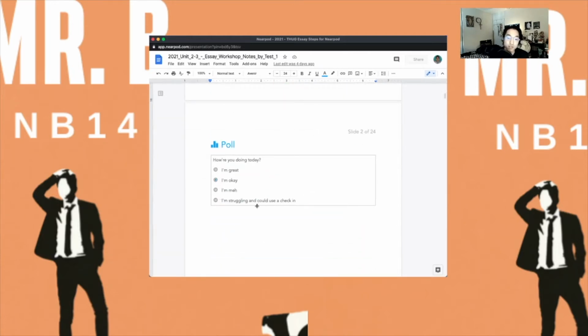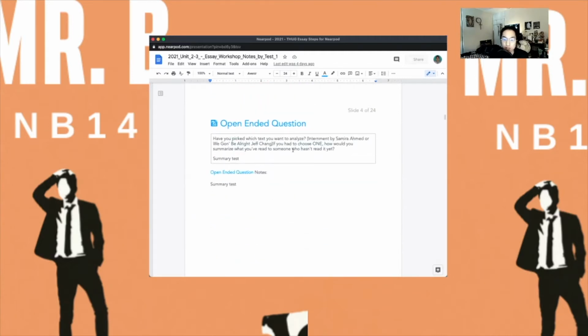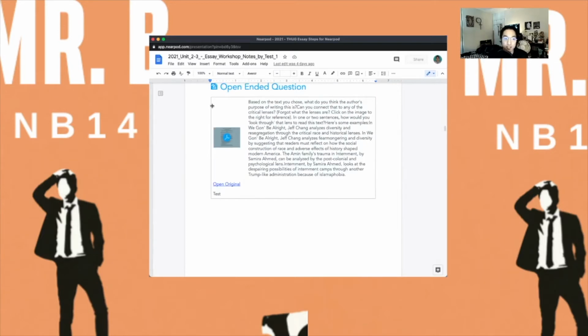And so even if you participate in any polls, here are the slides. Here's kind of a test, right? If there's an open-ended question, it's going to save your response to the question, and also if you have notes on that slide. And this is what the notes are going to look like at the bottom of every slide that you type on. So I highly suggest that you use the note-taking feature from Nearpod. It'll save a document just like this straight to your Google Drive, and you can always reference it later on, especially during this essay writing process.